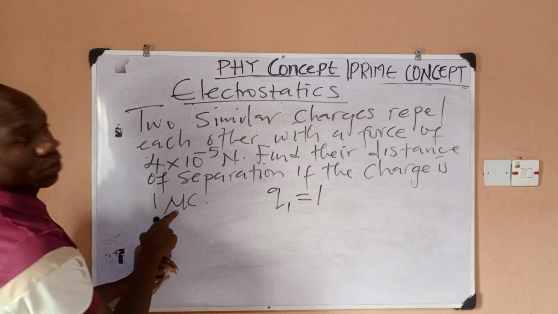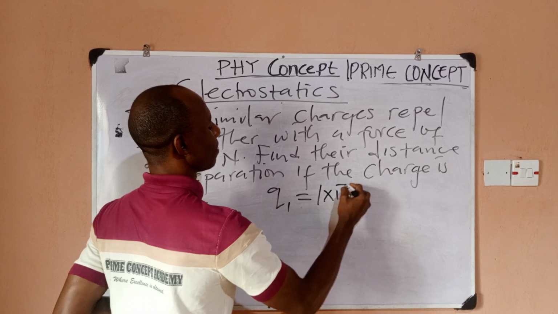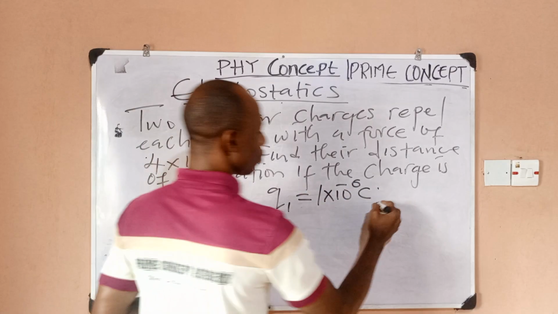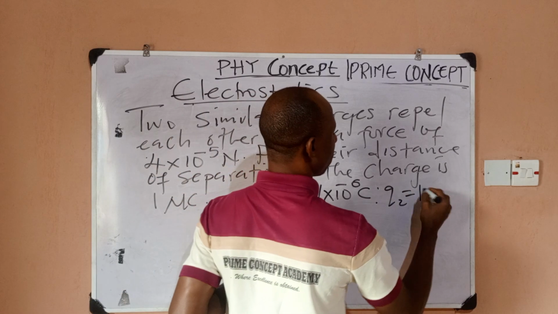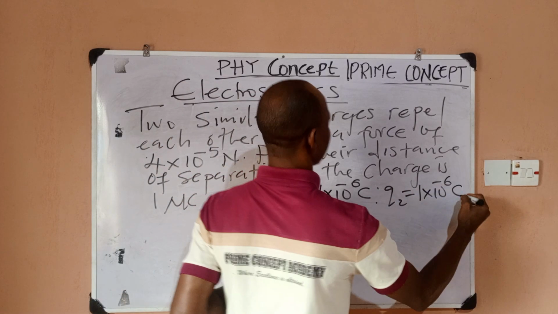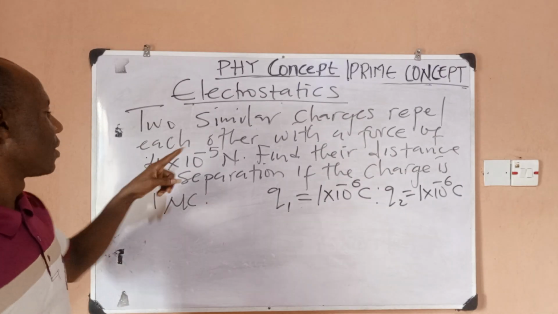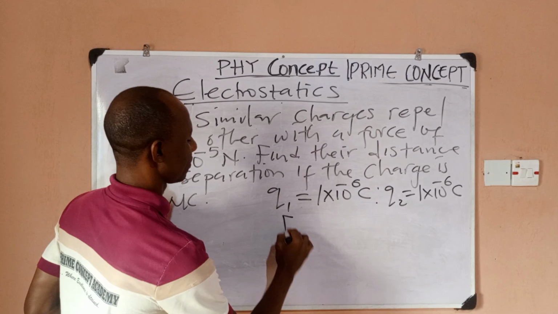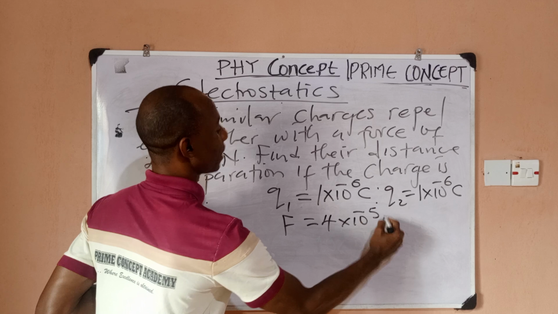Remember, micro means 10 raised to the power minus 6. So 1 times 10 to the power minus 6. Q2 is also similar, so which is also 1 times 10 to the power minus 6 coulomb. So we have Q1 and Q2 because they are similar charges. Now, they gave us the force F. F equals 4 times 10 to the power minus 5 Newton.